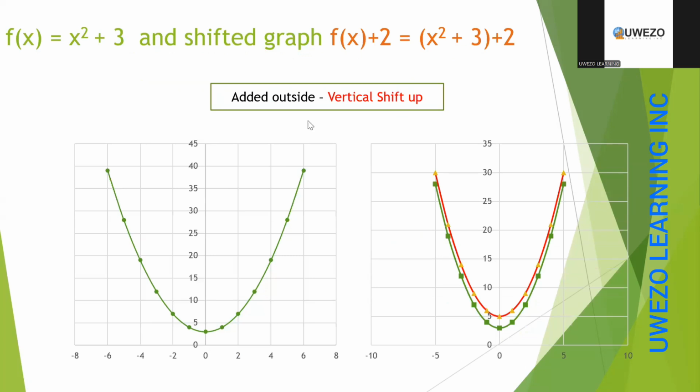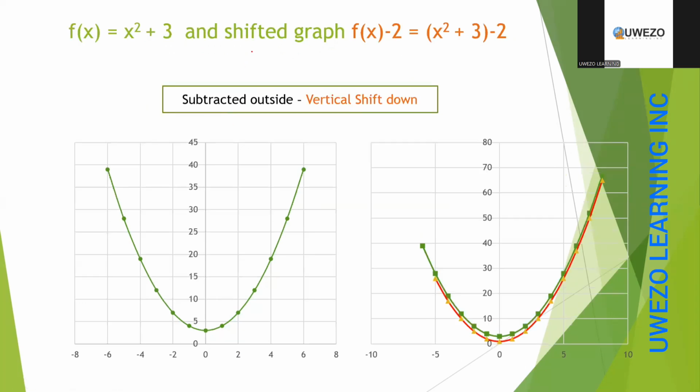Now for the vertical shift, we simply add a constant outside the function. So if I add 2 outside the brackets, outside f of x, the graph will move up. So the vertex will shift from (0, 3) to (0, 5). The graph goes up by 2 units. Finally, if we subtract a constant outside, so if I subtract 2 from f of x, then the graph is going to move down and the vertex will shift from (0, 3) to (0, 1).